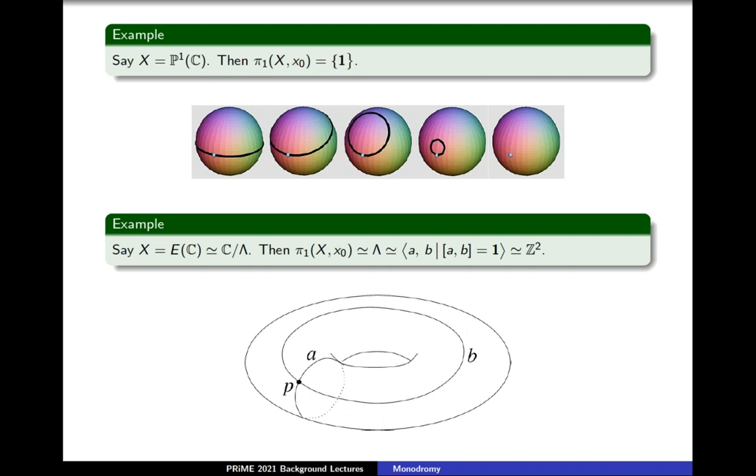However, there is a relation between A and B, and that is if you do A followed by B, followed by A inverse, followed by B inverse, that loop altogether will be contractible. So that gives this relation that A and B commute.